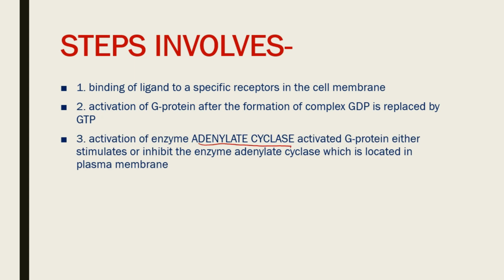In the third step, there is activation of the enzyme adenylate cyclase. That activated G protein either stimulates or inhibits the enzyme adenylate cyclase, which is located in the plasma membrane.